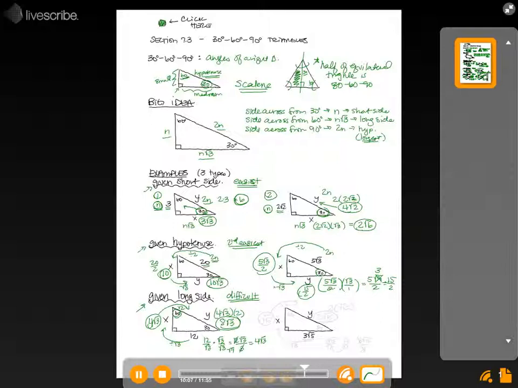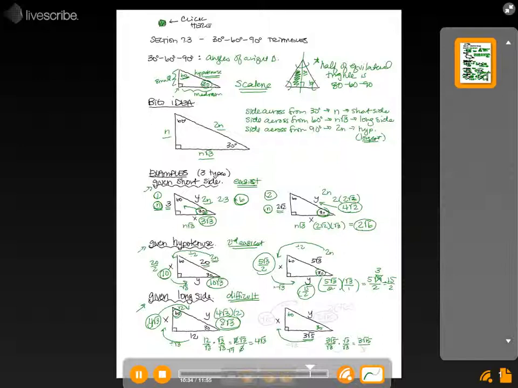Let's look at our next example here. This one's going to be more difficult because we have a radical in there. 60 and 30. We are given the long side, so we've got 3 root 5, and we're going to go to the short side, so we have to divide by root 3. So we're going to rationalize it, times root 3 over root 3. Multiply across the top, that gives us 3 root 15 over.